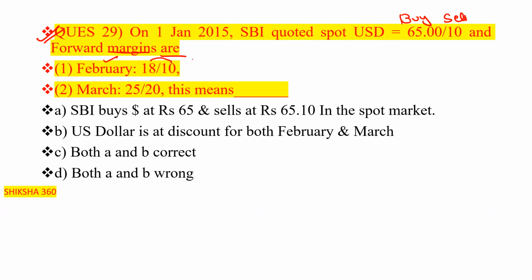February 18 to 30, this is basically at a discount. And March is also a discount, 25 to 20. Basically this is also a discount. So what does this mean? Clear? Option A: SBI buys dollar at rupees 65.00 and sells at rupees 65.10 in the spot market.